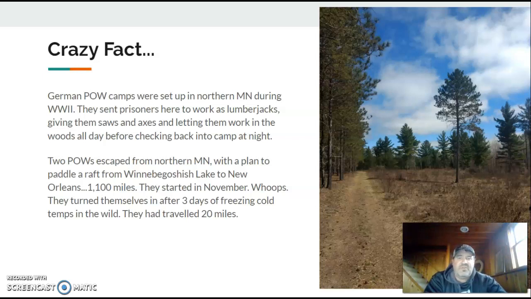In like 1944, 2 of them decided to escape in northern Minnesota and paddle a raft from Lake Winnebagochish all the way to New Orleans, about 1,200 miles along the Mississippi River. They started in November, didn't realize it was freezing cold. That was a big mistake, and they ended up turning themselves in after 3 days of hiding in the wilderness and almost freezing. They'd only traveled 20 miles. So kind of a weird story.